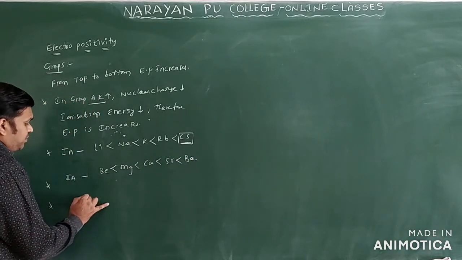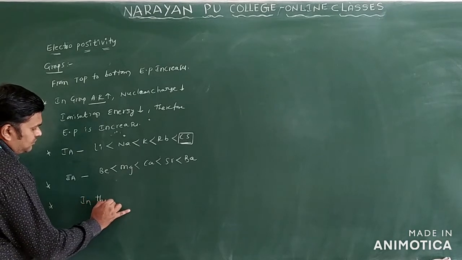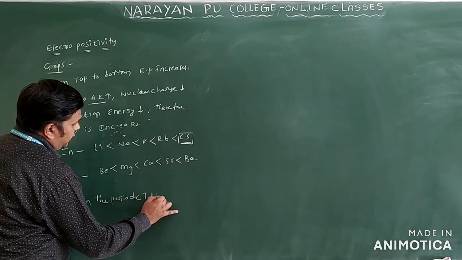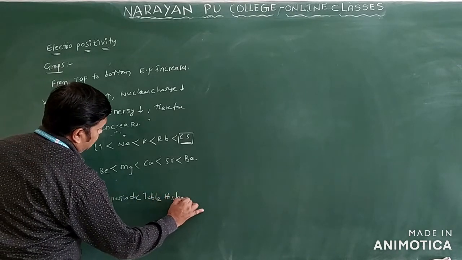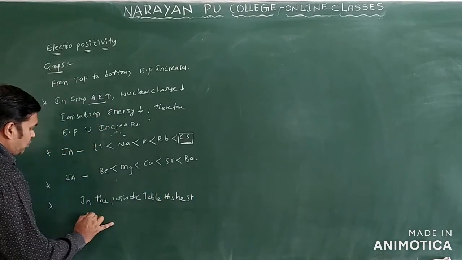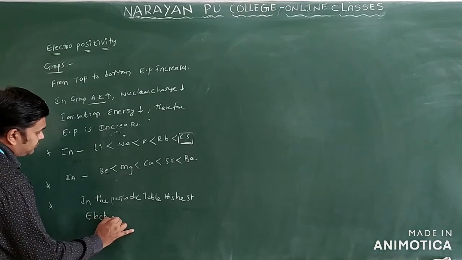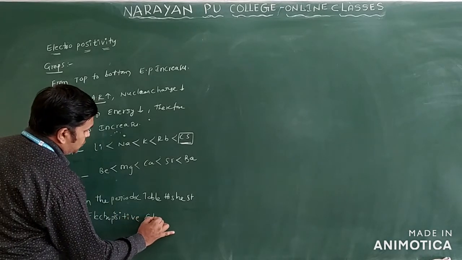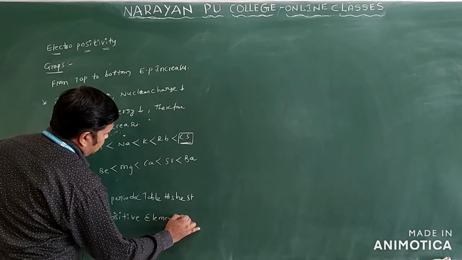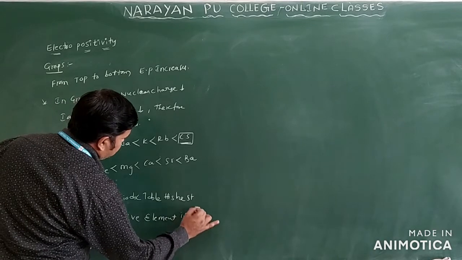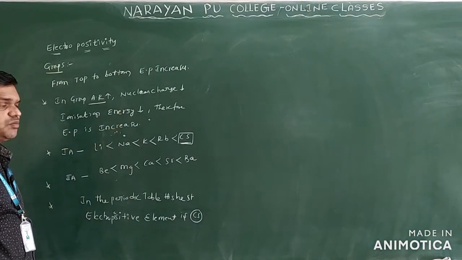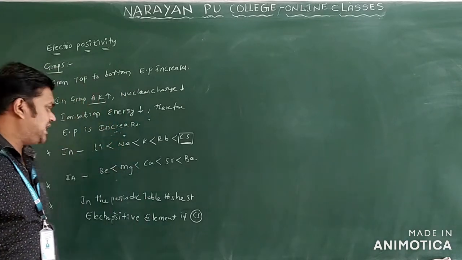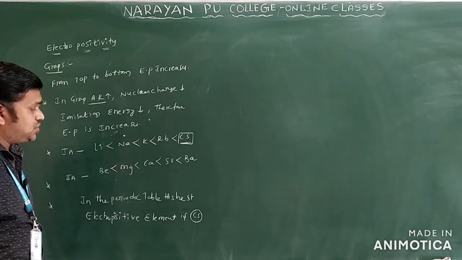So in the periodic table, the highest electropositive element means you will take cesium only. Least electropositive means you are taking fluorine only. So this is regarding electropositivity only.